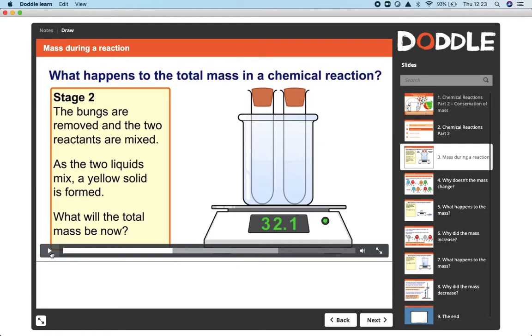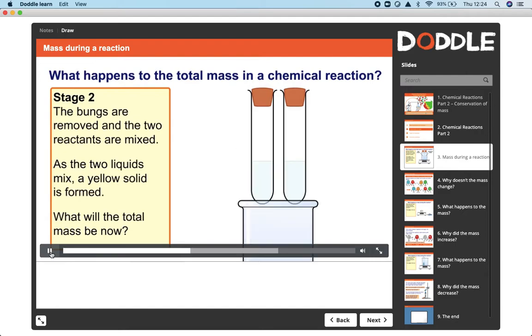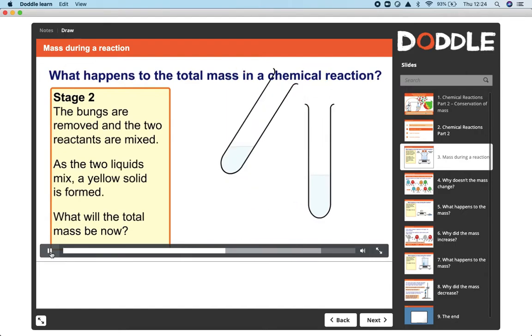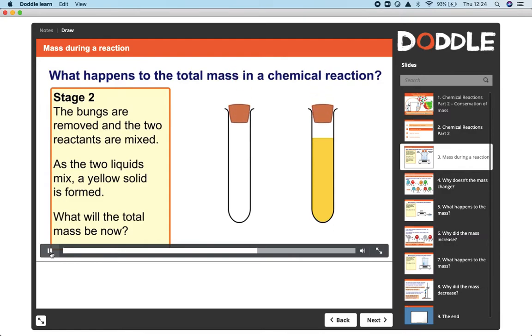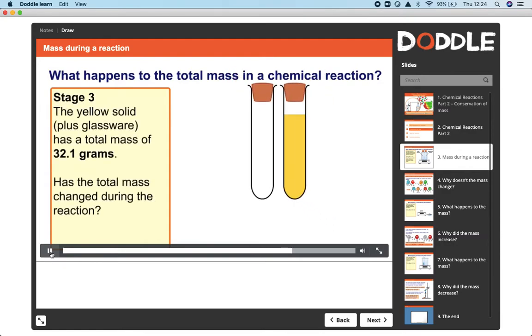When the two liquids mix, you get a yellow solid being formed. That is evidence that a chemical reaction is taking place, because first of all we have a colour change, and second of all we have a solid being formed. Then they're going to reweigh it. So just watch that happening. Remove the bungs, mix one into the other, you have your yellow solid. They put the two back, because remember we weighed the glassware the first time, so we're going to now weigh the empty boiling tube on the left and then the boiling tube on the right in which the reaction is taking place.